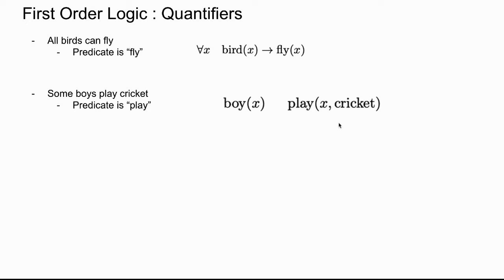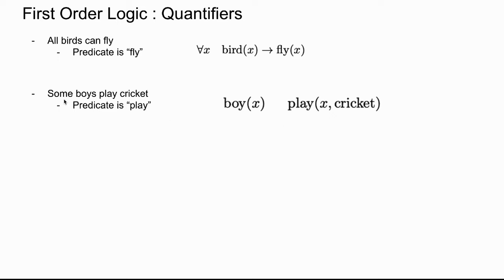Now notice we could have used a different function called cricket of x, but in that case we would need a different function for each game that we are interested in. But the advantage of writing it this way is that we can just keep changing cricket to basketball, football, baseball, whatever, and the same function play can capture whether this x plays that particular game or not.